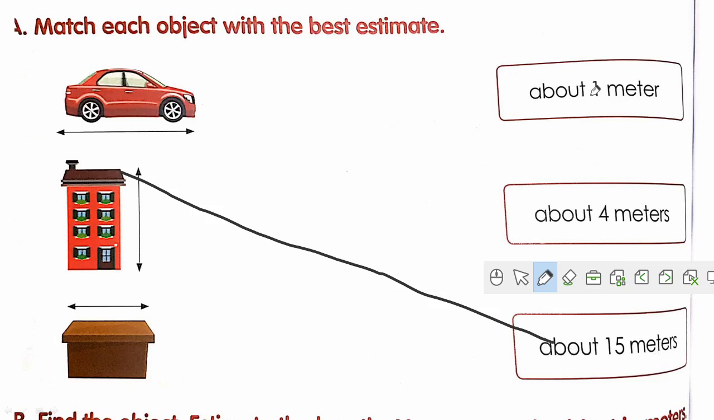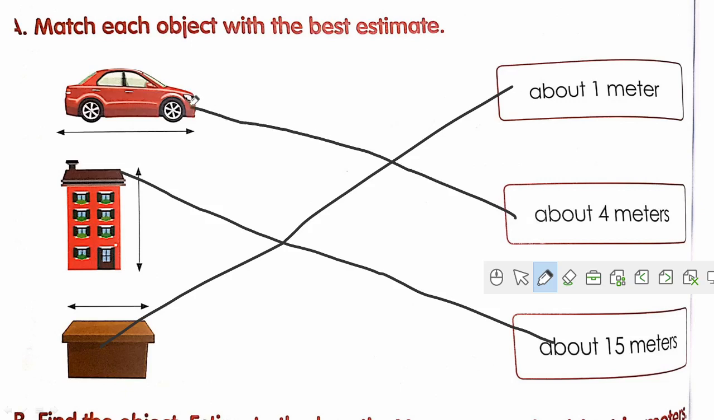1 meter is the shorter object. This one, the length of the car or the length of the table. The table or the desk. About 4 meters, like your daddy's car. Okay?